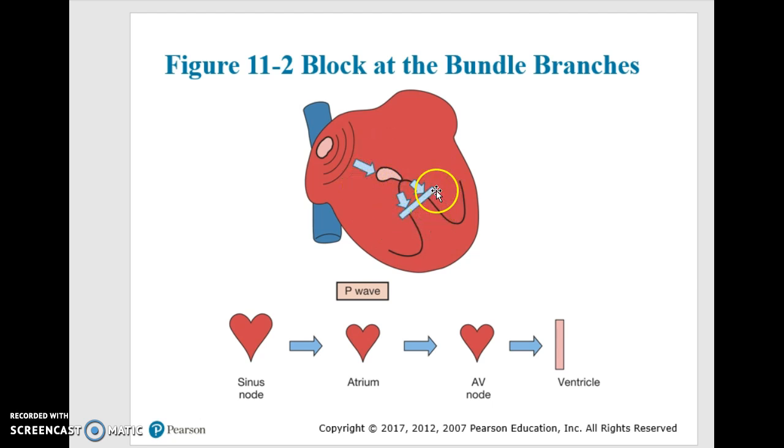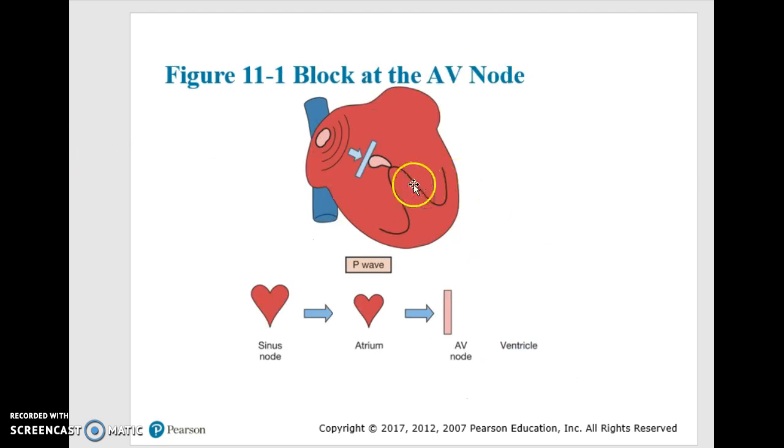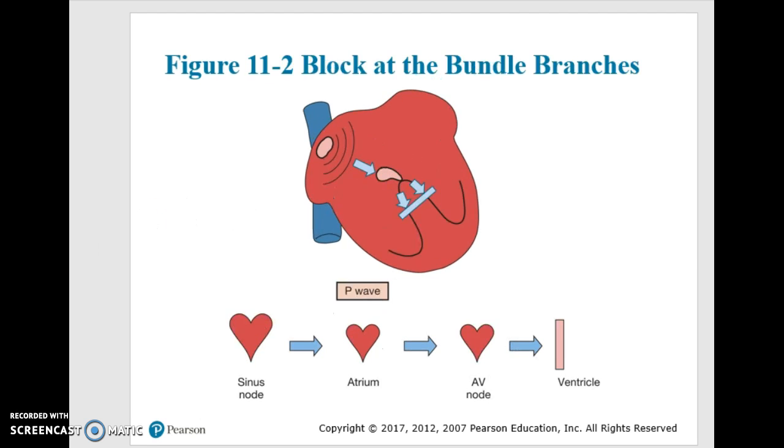In this particular slide, this is the bundle branches. This is where the problem's at. But in this slide, the AV node is where the problem's at. So when we think about an AV block, just remember what step and where we're talking about in the pathway of circulation.